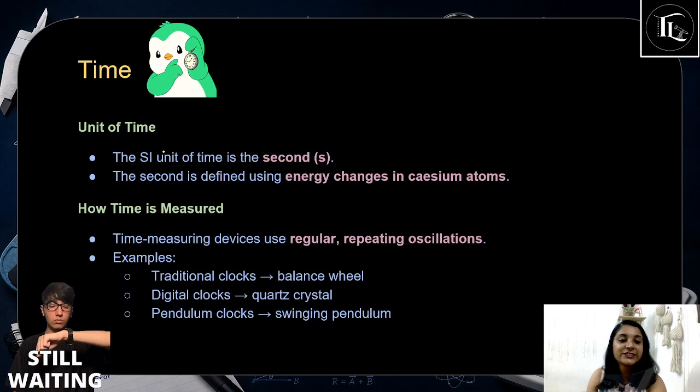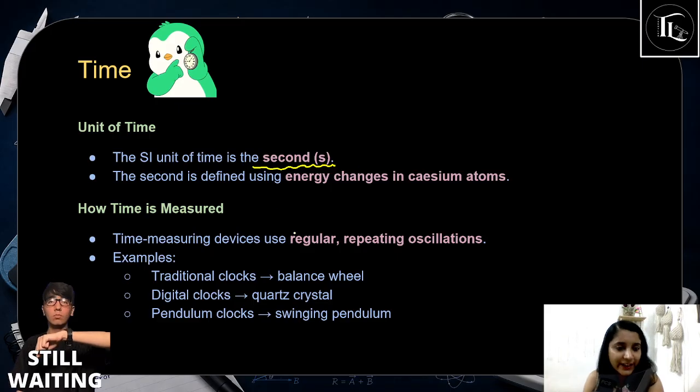Then we have time. So yep, time's running out. Okay, unit of time. Time is basically, we know, right? We are measuring how much time has passed. And how do we see it? We usually see it in seconds, in minutes, in hours, in days, in years, right? So what is the unit of the time? This is the SI unit, that is second.